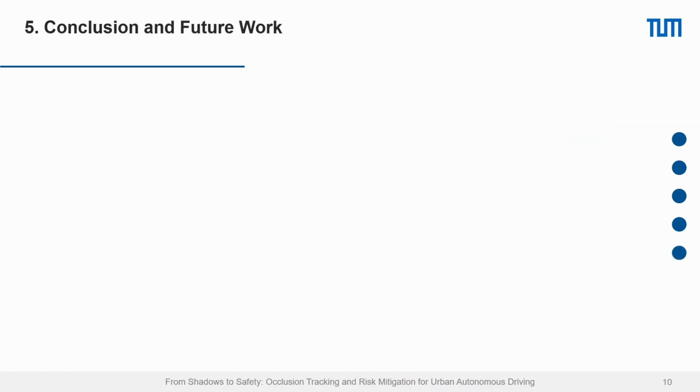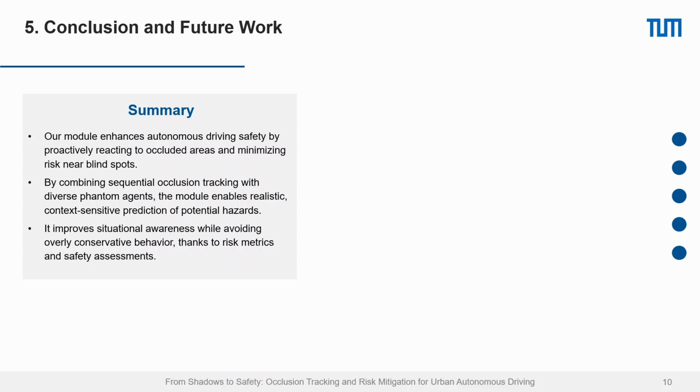To wrap things up, our module helps make autonomous driving safer by proactively reacting to occluded areas and reducing risks around blind spots. By combining occlusion tracking over time with diverse phantom agents and a broad set of safety metrics, we get a much more realistic view of potential hazards, without being overly cautious.